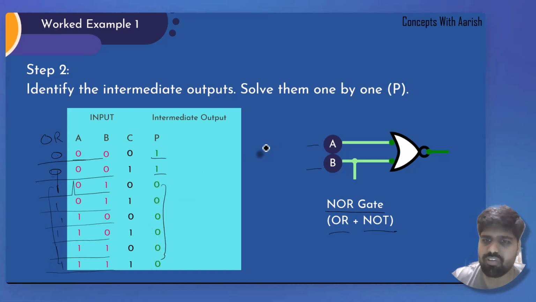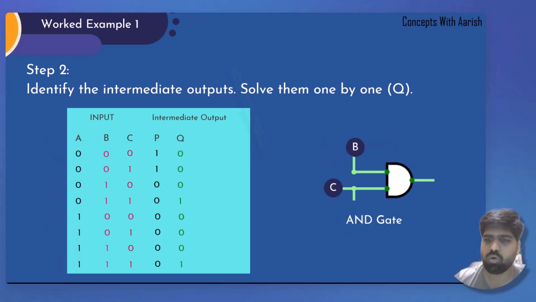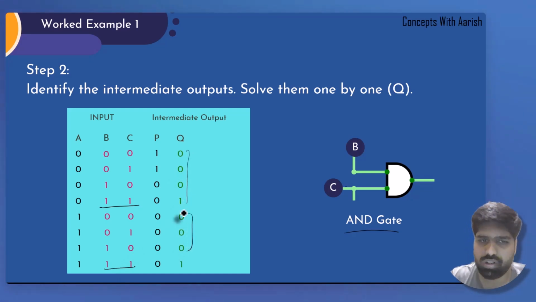In the same way we can continue and go with the other one, that was B and C. They were getting ANDed together. So we know that in AND, both of the inputs have to be 1 in order to produce an output of 1. So only this one, both of them are 1. That's why the rest of them are zeros, and only these 2 outputs are 1.